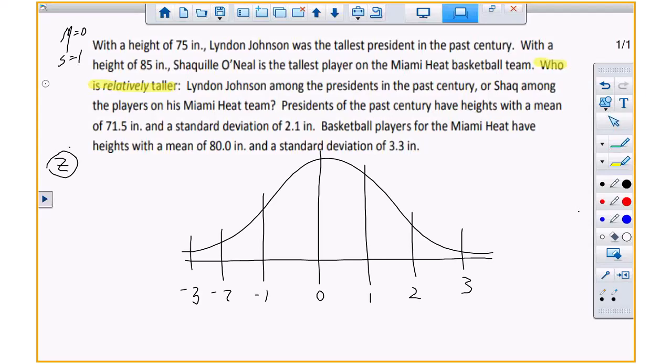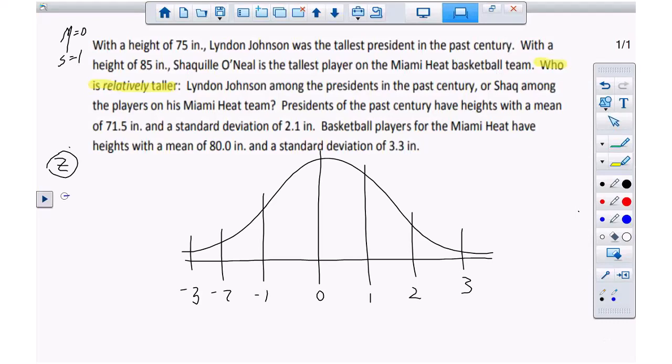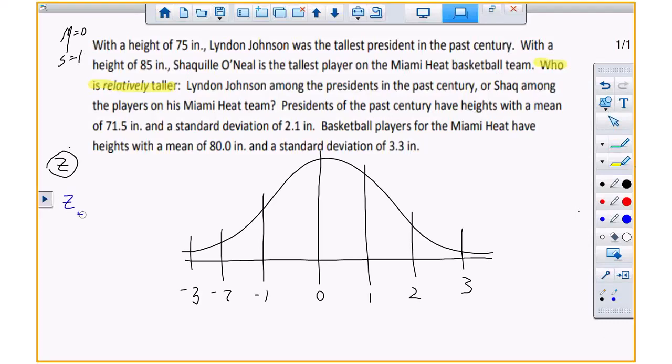So, since LBJ was a Democrat, I'm going to use blue. So, Z sub LBJ is equal to, what's his height? 75 minus, I'm looking for the, thank you, 71.5 over 2.1. Now take your handy dandy calculators out and calculate that z-score. Oh my gosh. 1.6.